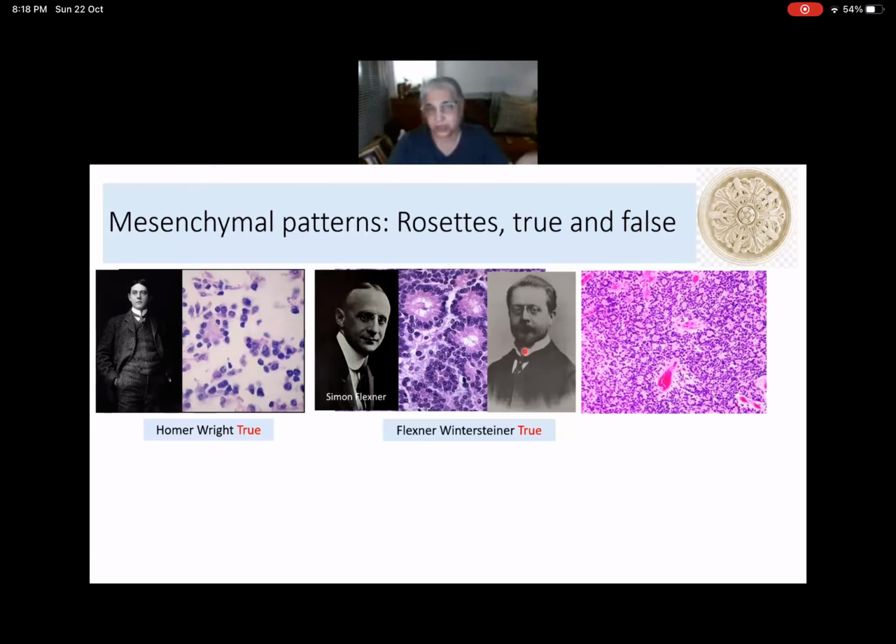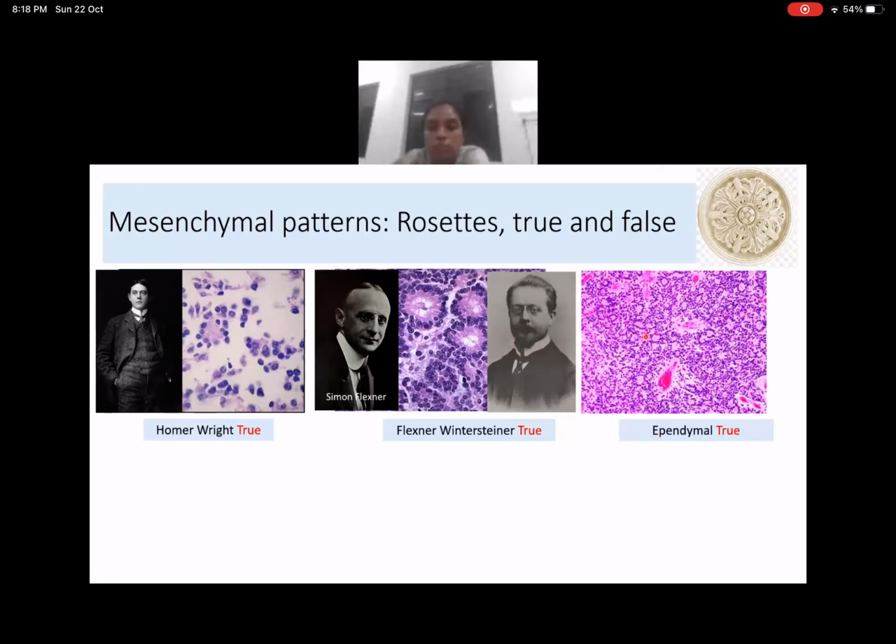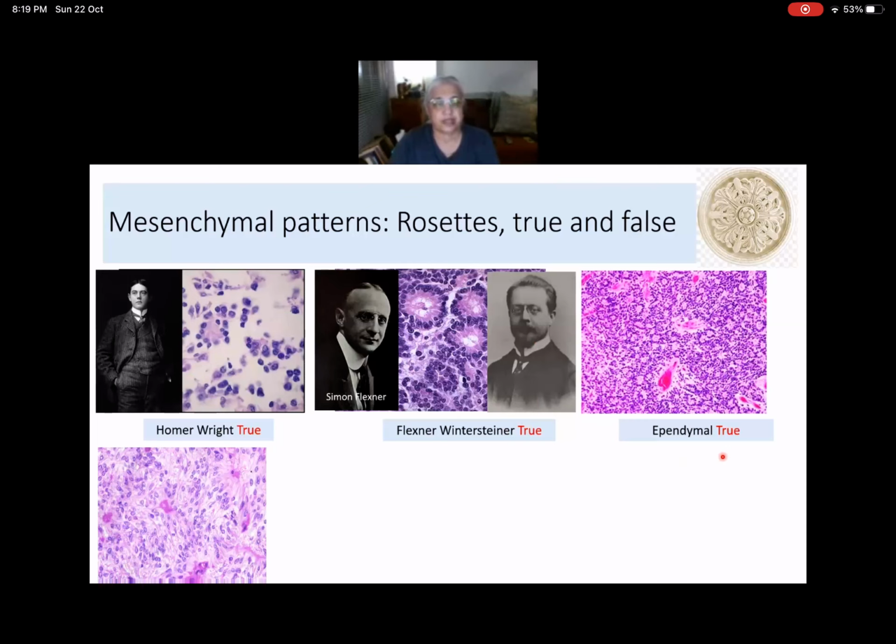By the way, Wintersteiner was an ophthalmologist. Simon Flexner was a pathologist, and this ophthalmologist, Wintersteiner, likened this, and he agreed with Flexner. He says, those look like the rods and cones. No, I don't think it looks like rods and cones, but whatever. Now here are ependymal rosettes. They are small rosettes, look a lot like the Homer Wright rosettes, but they do not have the cytoplasmic processes in the center. Also called true rosettes.